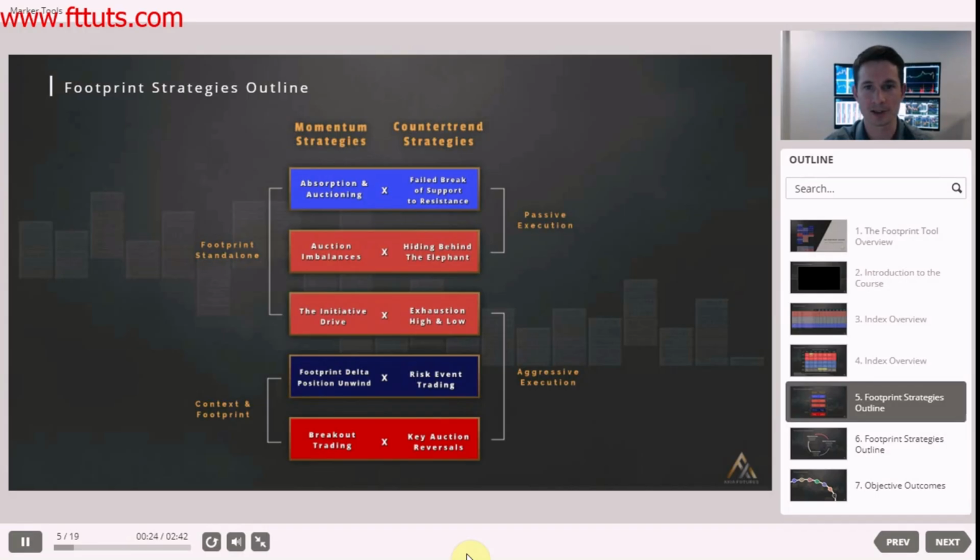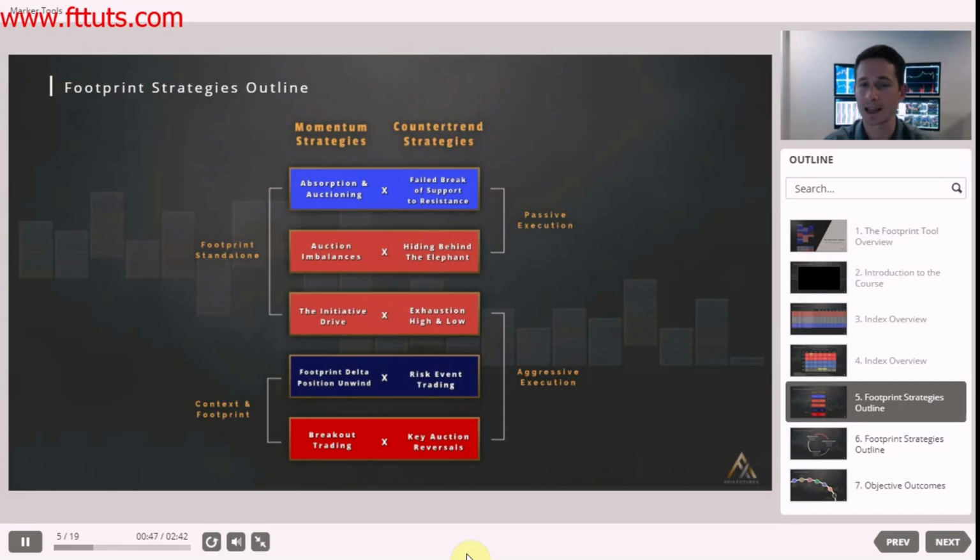Not all traders are alike. Some traders don't like to necessarily go with the flow. Some traders like to go against the flow. Equally, some traders like to be a little more passive in execution, whereas some traders like to be more aggressive. So we've created 10 unique strategies that will include all sorts of strategies for a whole number of different types of traders.